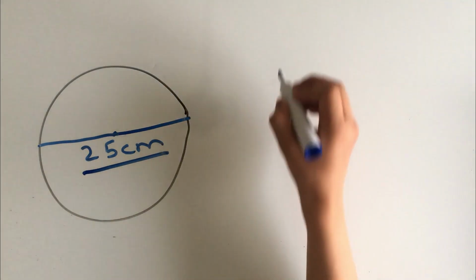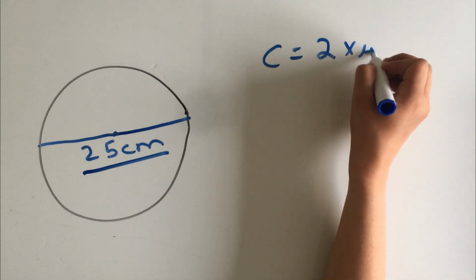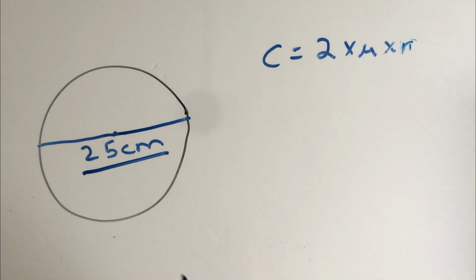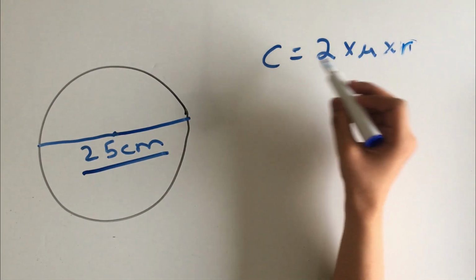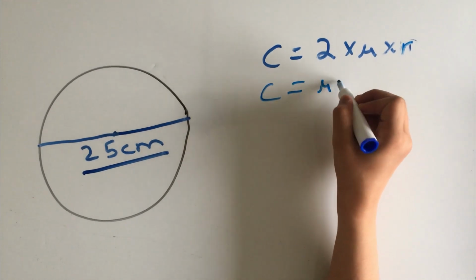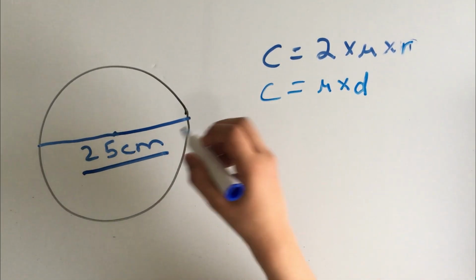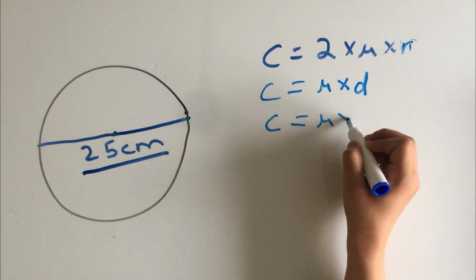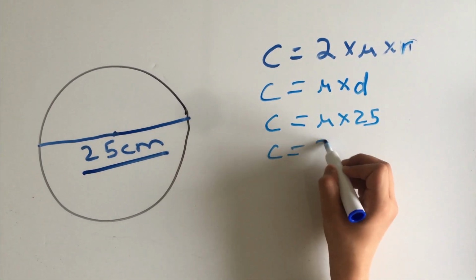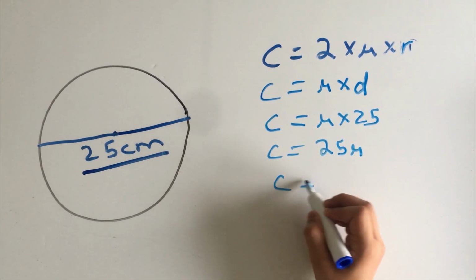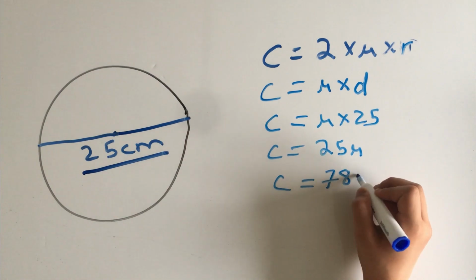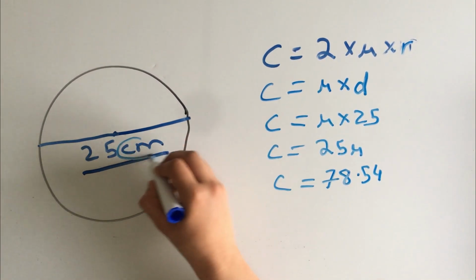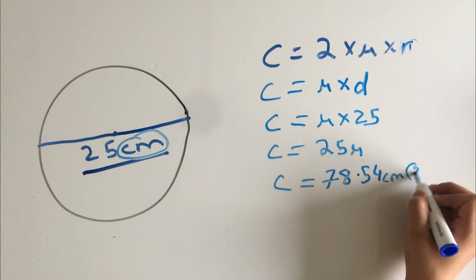Here we have another circle with the diameter being 25 centimeters. So let's first state our formula. C is equal to 2 times pi times r. We already know that the radius is half of the diameter, and here we have to multiply the radius twice. So the formula could also be pi times d, d being the diameter. So circumference is pi times 25 in this case. C is equal to 25 pi, and C would be 25 multiplied by pi. C would be 78.54 centimeters, our units, to 2 dp.